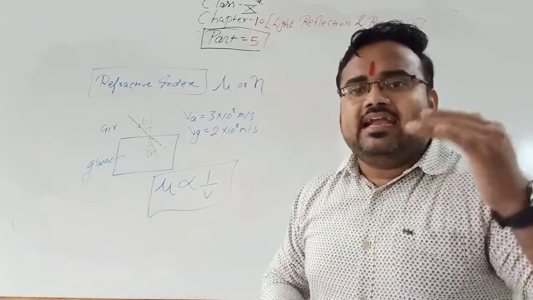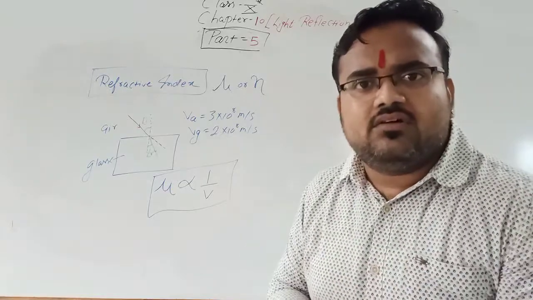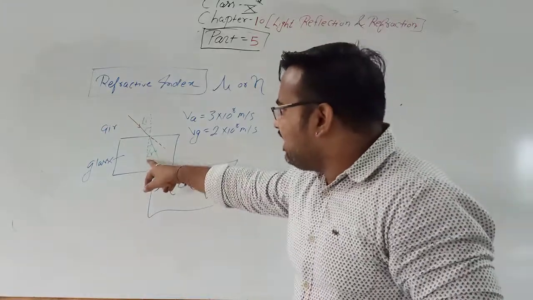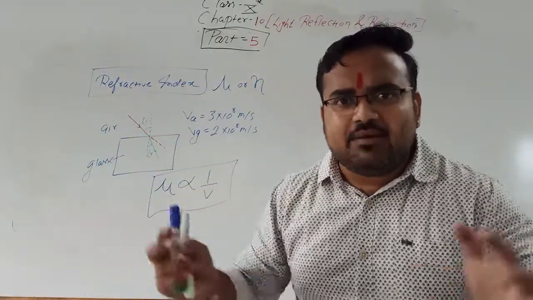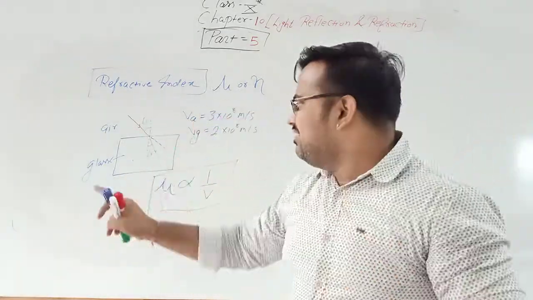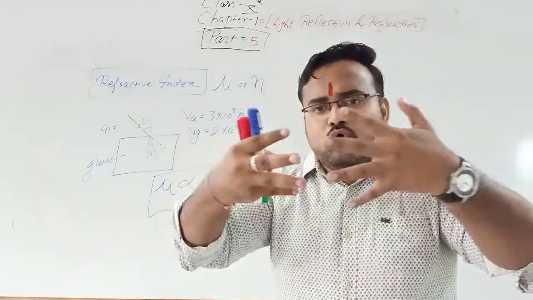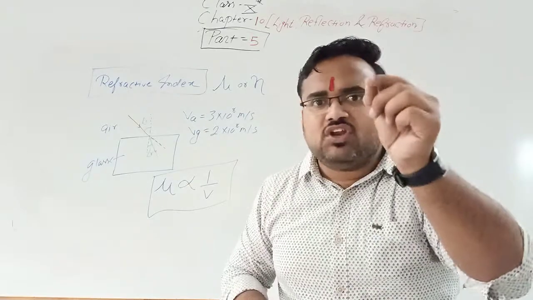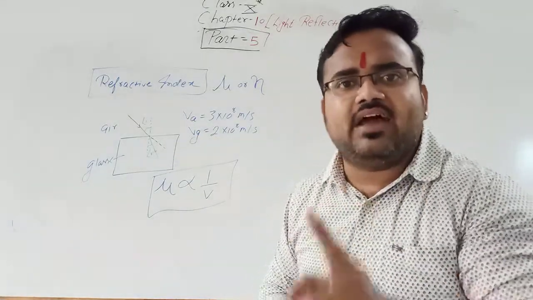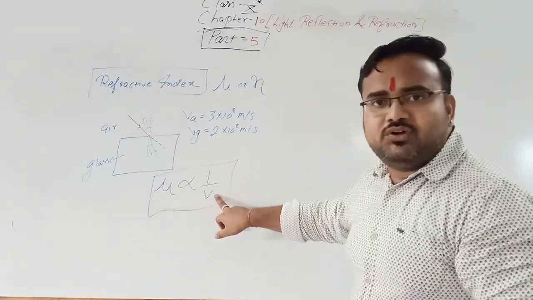In air, the light can travel without any obstacle. But in the case of glass, if I increase the density, that means more compact molecules are there, more closely packed to each other. So in a more closely packed medium, the velocity of light cannot remain the same. It will change, and 100% it will decrease if I increase the density of this material. Therefore, the refractive index is inversely proportional to the velocity of light.